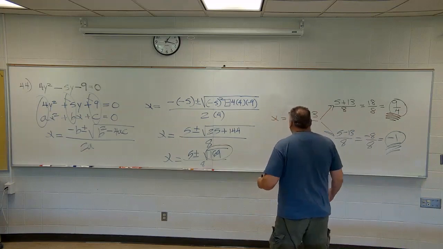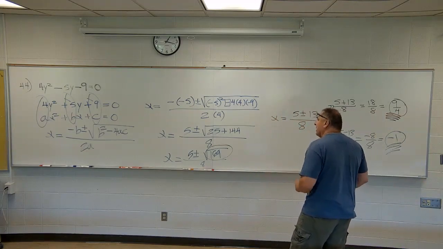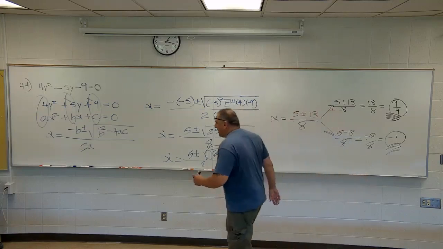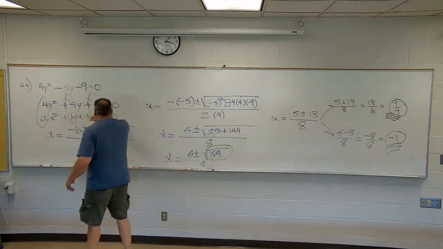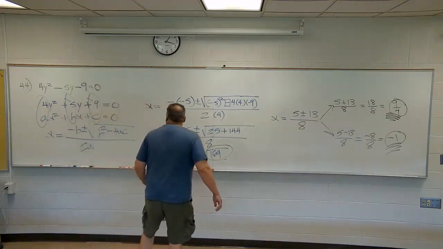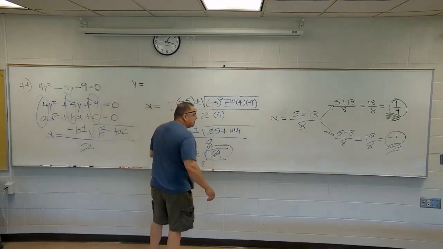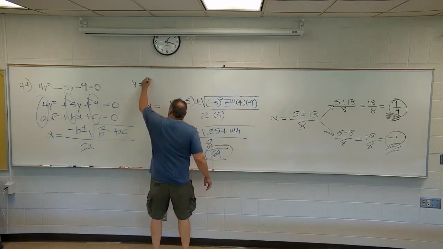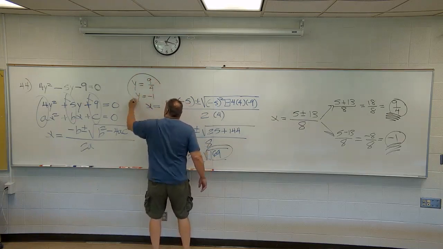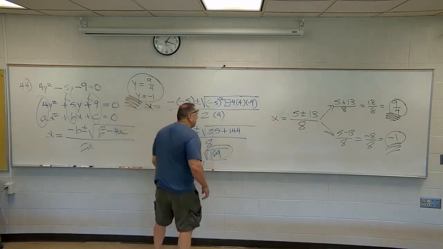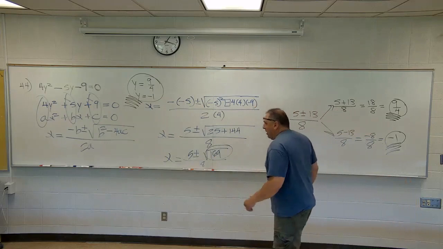I used x when I should have used y. It doesn't really matter. X and y are identical as far as how they are analogous to one another. Here you can just say that y is equal to x. C is C. Okay, to make a long story short, y equals 9/4, and y equals negative 1. And there you go.